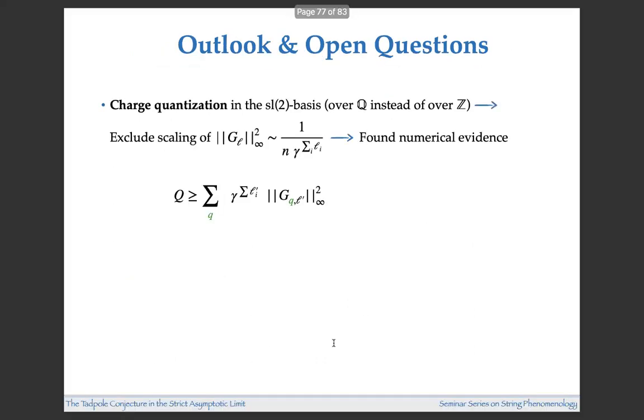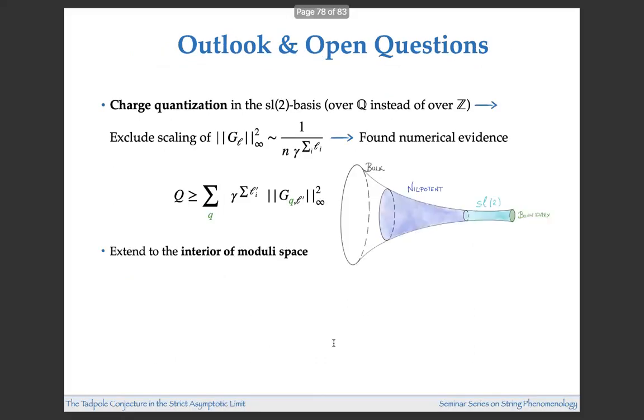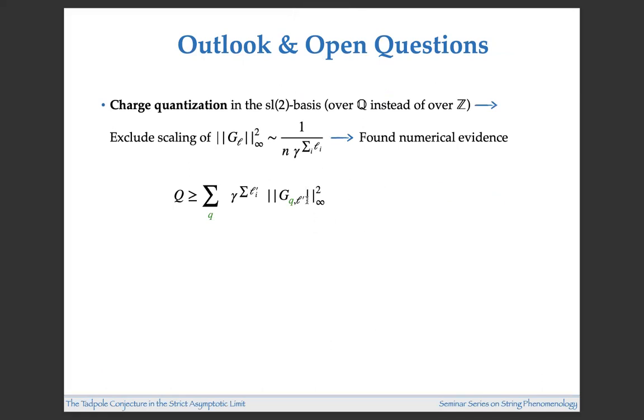So just let me very quickly flash some outlook and open questions. Outlook: we still need to clarify the quantization in this SL2 basis. We did some numerical explorations and we found that there is no scaling of the quantization in this basis with the number of moduli, but we cannot prove that analytically. This is why I was careful not to call this a proof. This is the only missing piece, but numerical evidence seems to be in favor of this.